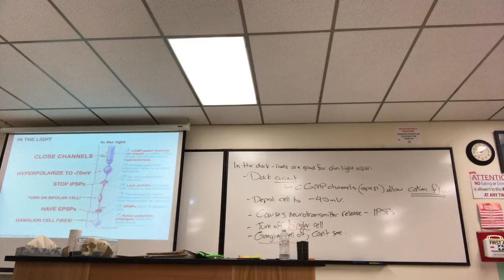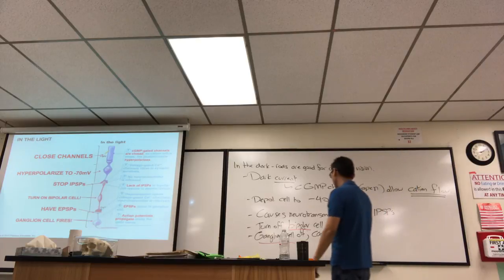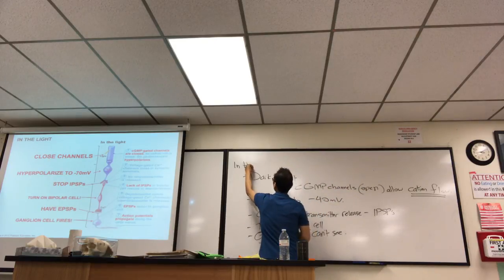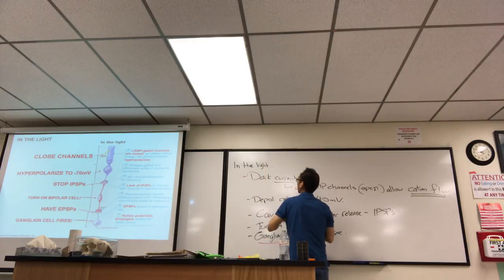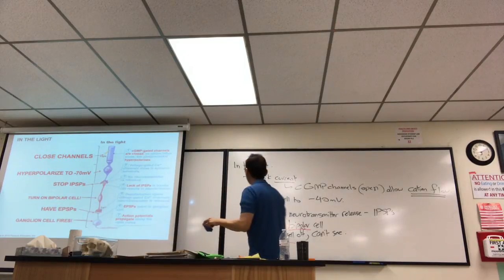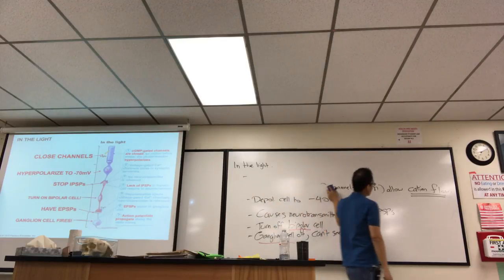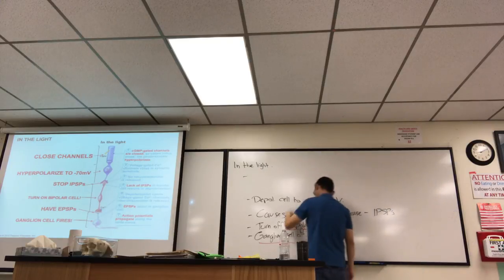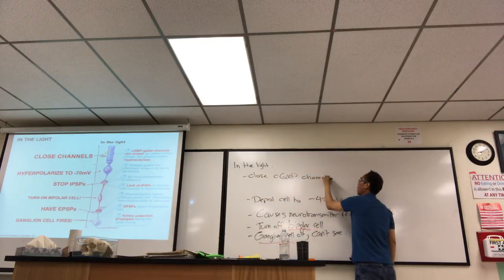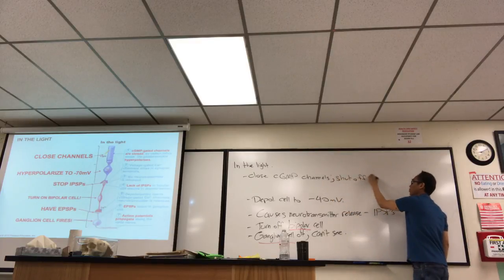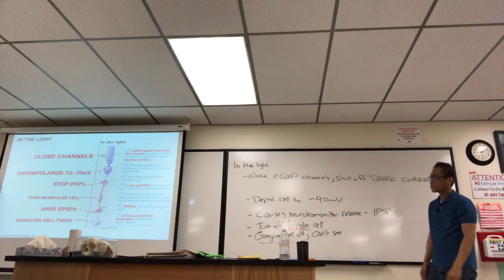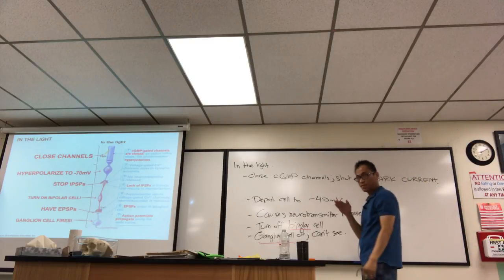So then turn the lights on. In the light, you close the cyclic GMP channels. Basically, you eliminate dark current. In the light, close cyclic GMP channels. Shut off dark current. As a result of that, you hyperpolarize back to negative 70.